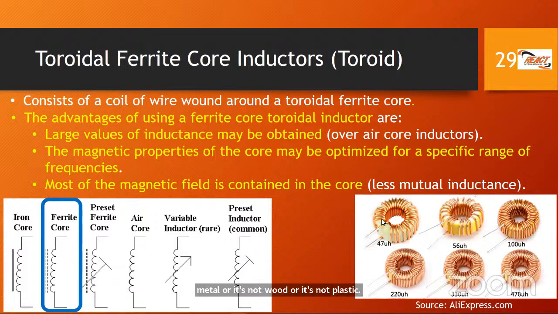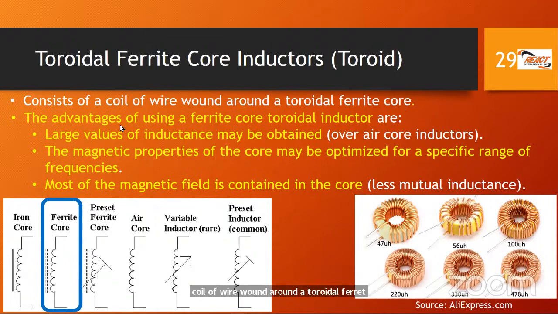And it's an inductor. Why is it an inductor? Because it's a coil of wire, and therefore it will have inductance. So that's how we come up with the term toroidal, which is the 3D shape. Ferrite, because that's the material it's made of. It's a ferrite core. Inductor, because it has a coil of wire. And in short, we call it a toroid. Again, a toroidal ferrite core inductor consists of a coil of wire wound around a toroidal ferrite core.